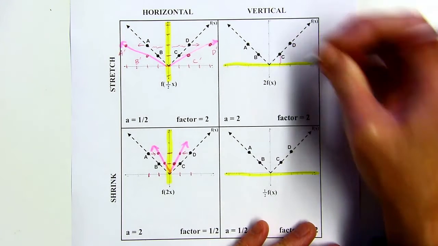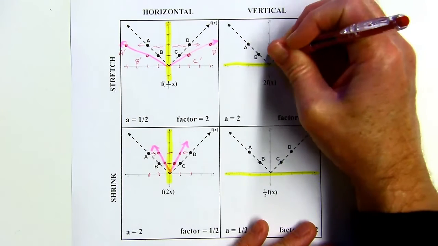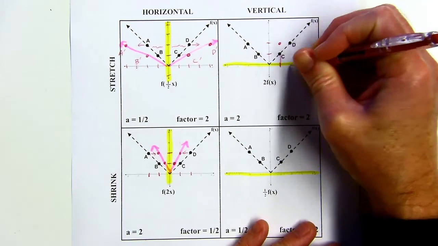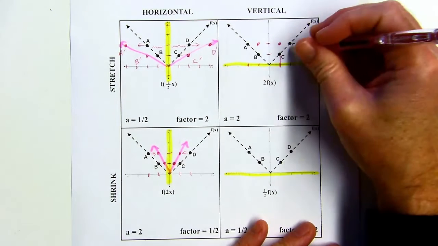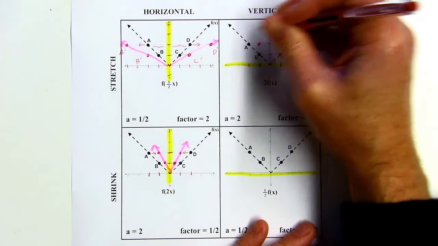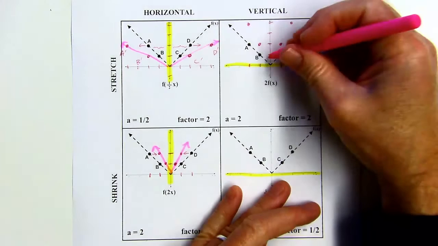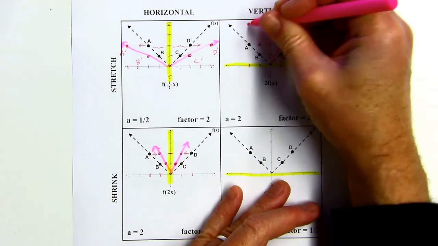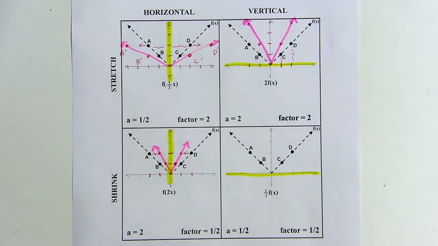Okay, so I'm looking at this first point is 1 unit above the x-axis. So I'm going to double that, so now it's 2 units above the x-axis. Okay, and same thing here. And these points are 2 units above, so I double that to make the new ones 4 units above. Okay, and then I can draw in my new V.